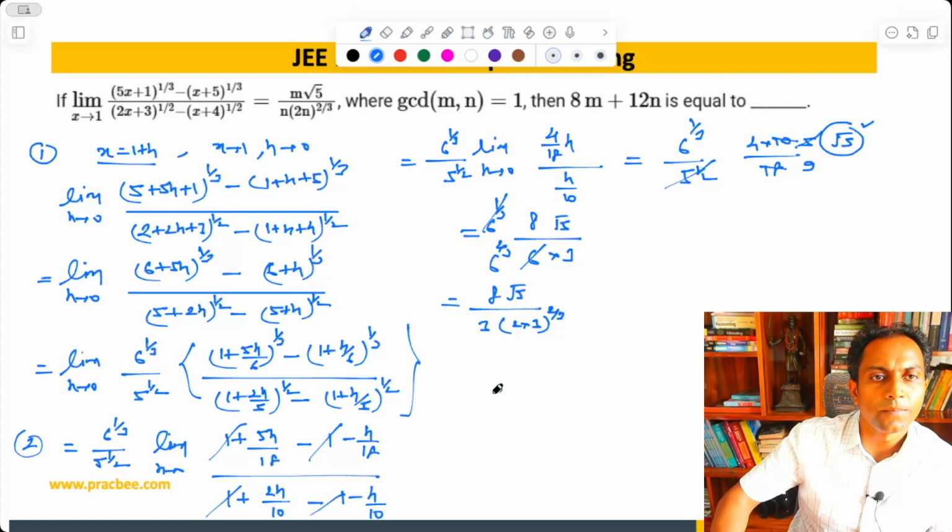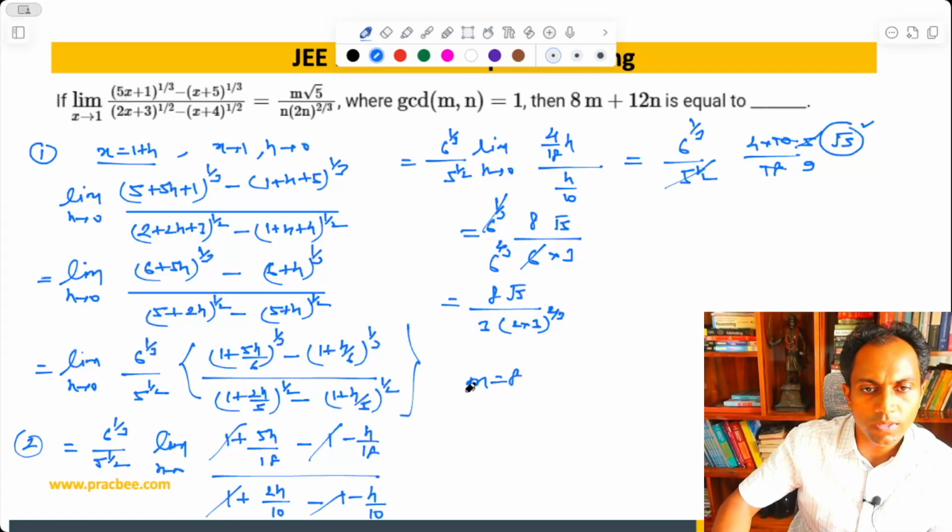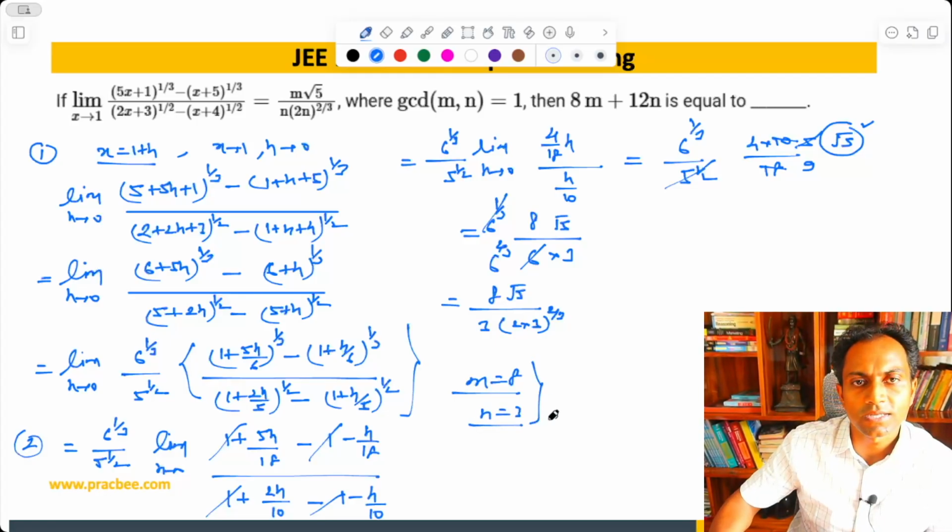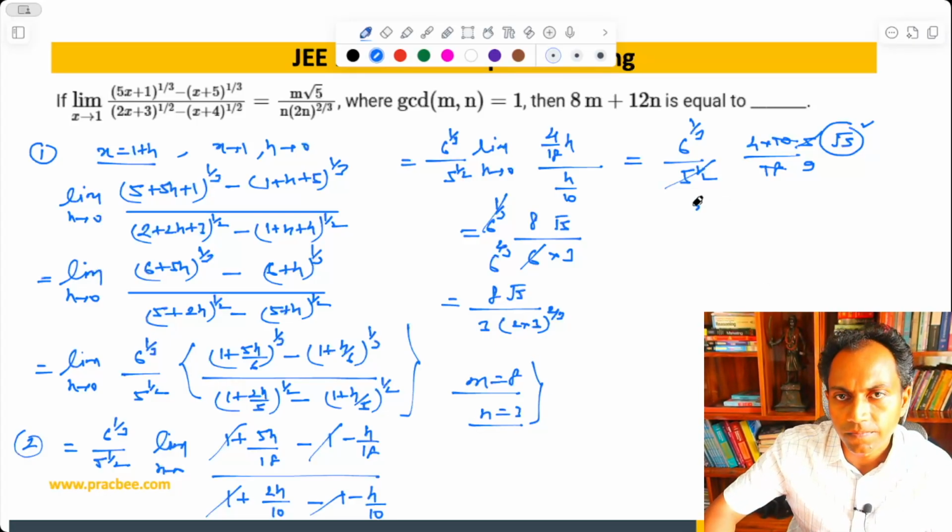If you clearly compare now, the value of m comes out to be 8 and the value of n comes out to be 3. The question says, what is the value of 8m plus 12n. So 8m will become 64 and 12n will become 36. Answer comes out to be 100.